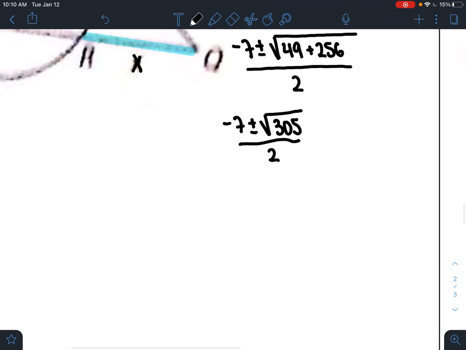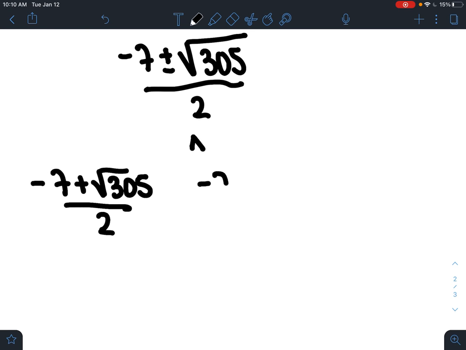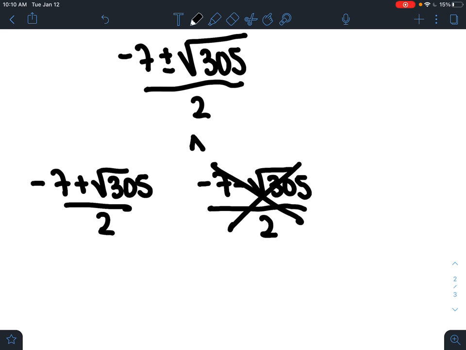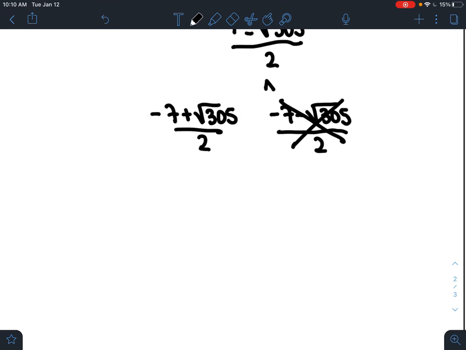And so what we're going to do for this is we're actually going to do decimals of this, okay? Because I'm talking about length, I want to just make sure that my answer is positive, because typically you would have to do 2 different cases. So I'm going to just quickly talk about this. You do negative 7 plus the square root of 305 all over 2, and then you do negative 7 minus the square root of 305 all over 2. But what I would notice is that this answer right here is going to be negative, so I'm not even going to bother doing that, because I don't want my negative answer.